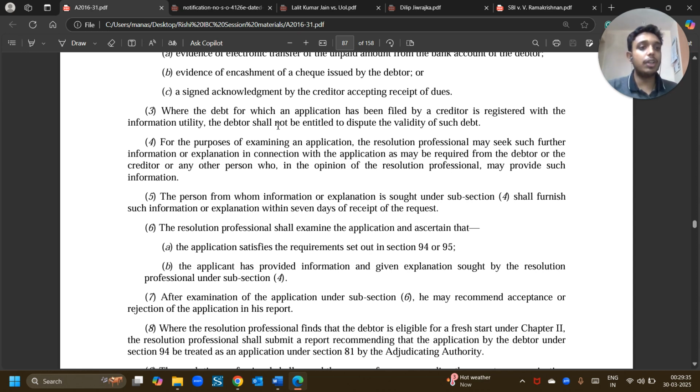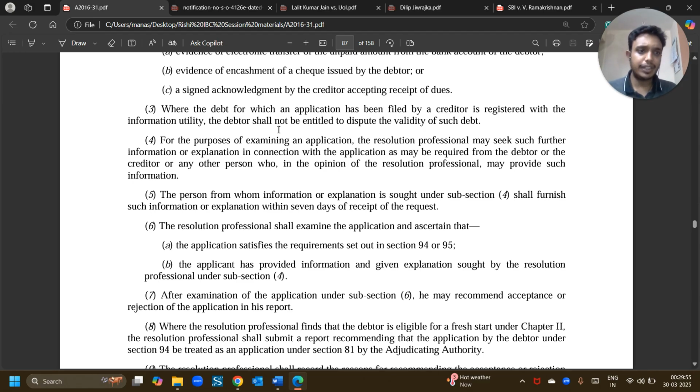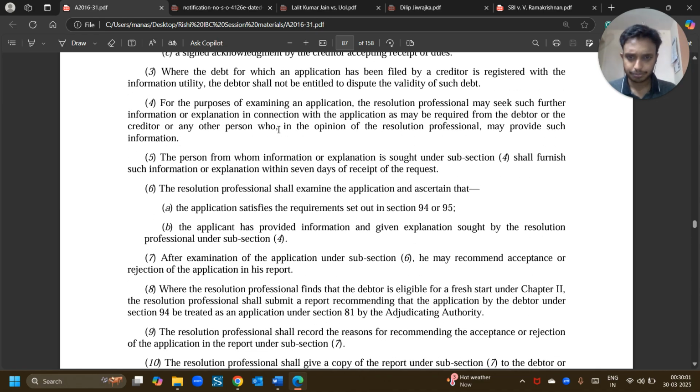In that case also, if you are allowing the debtor to come and raise objections or show proof to the contrary as to how the debt has been repaid, it is basically undermining the veracity of the information with the information utility. So this clarification, although very minor in nature, is crucial to preserving the overall objective and schematics of the code.